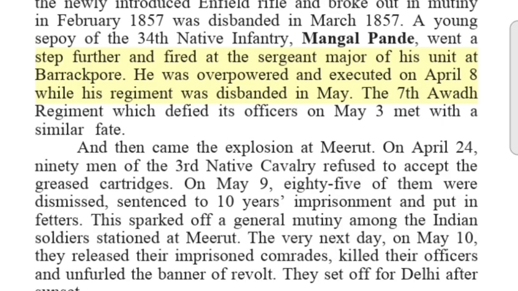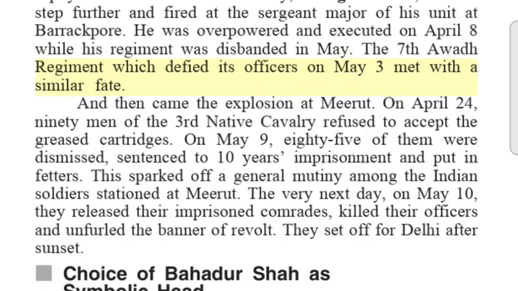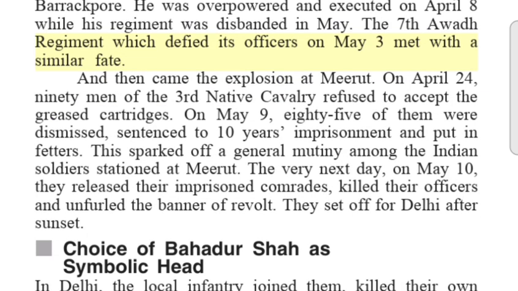He was overpowered and executed on April 8 while his regiment was disbanded in May. The 7th Awadh Regiment, which defied its officers on May 3, met with a similar fate. And then came the explosion at Meerut.